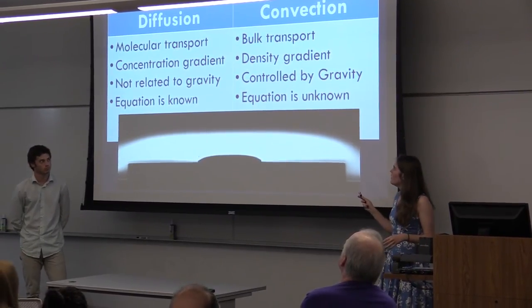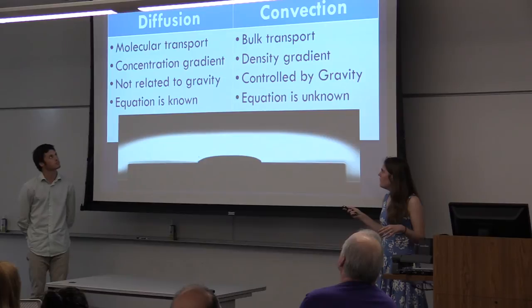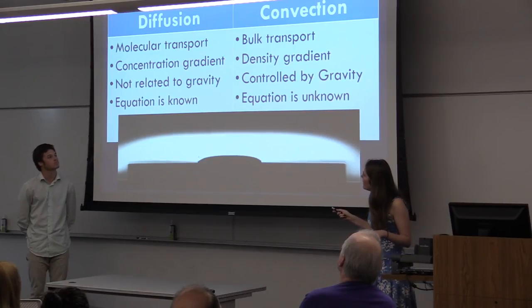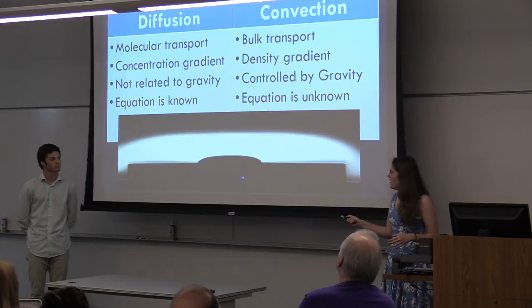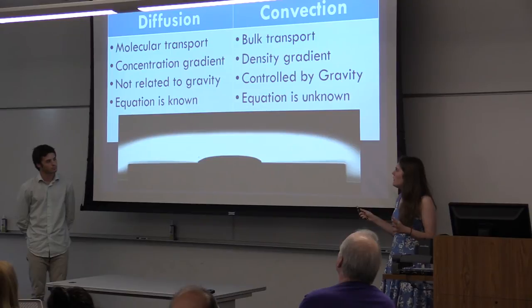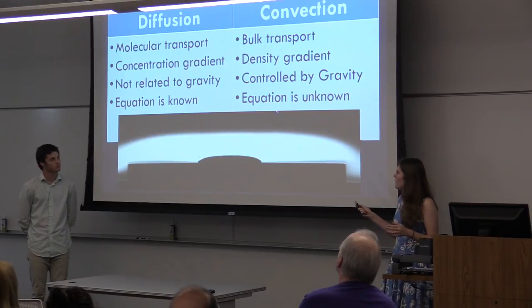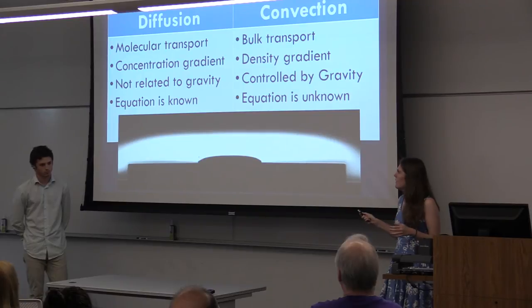Convection is a density gradient, so it goes from high to low density, and diffusion is a concentration gradient, so it goes from a high concentration to a low concentration. You can see this picture down here. This rectangle is the substrate, and this little bump is our droplet. There are vapors above it, this white cloud. If it were just diffusion, this cloud would be very circular. But convection is gravity controlled, so these vapors are pushed down, sort of pancake-like.